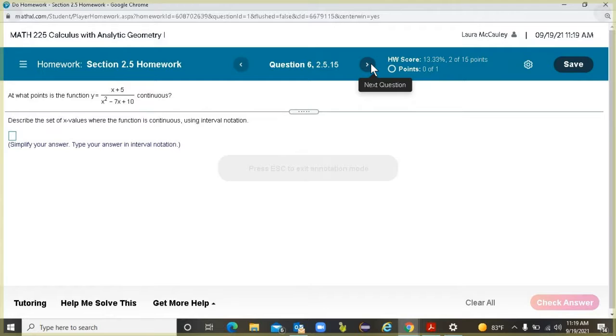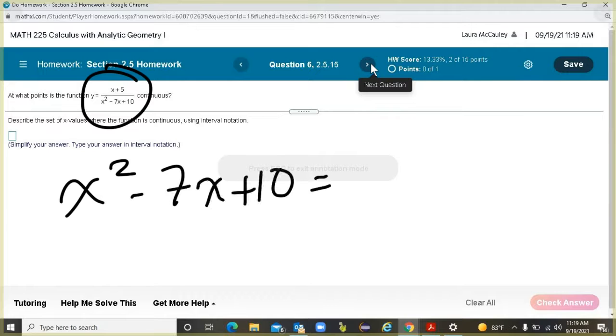The top is a polynomial, therefore he's continuous. The denominator is a polynomial, therefore he's continuous. So the only problem is that when we put them together, we have to make sure that that denominator is not 0. So let's go ahead and factor him. And so we would need two things that multiply to get positive 10 and add to get a negative 7. So let's go negative 5 and negative 2.